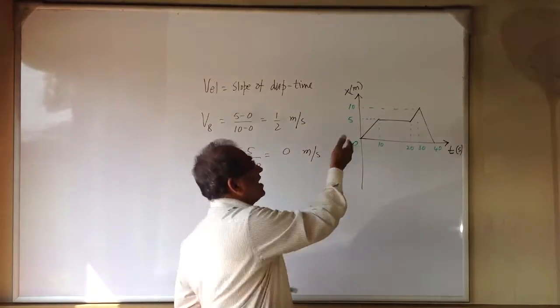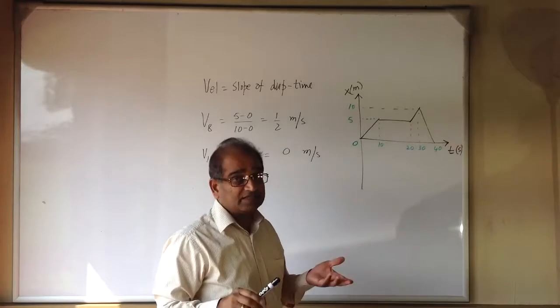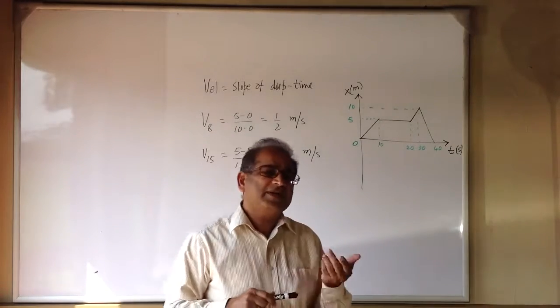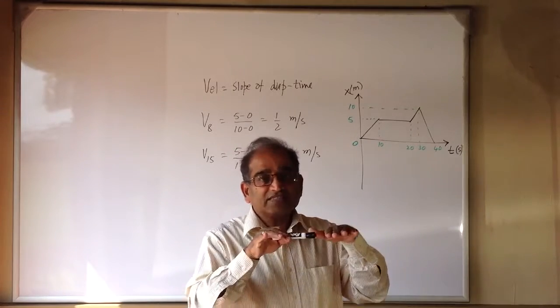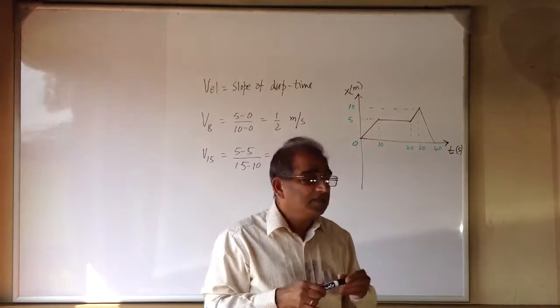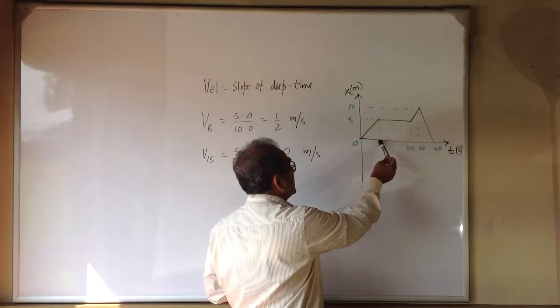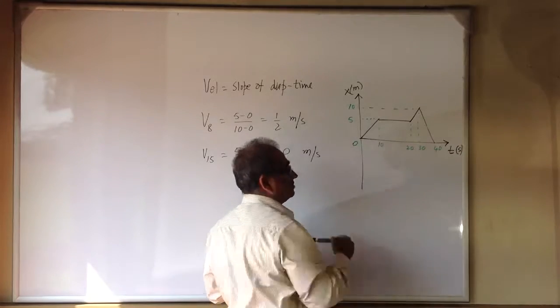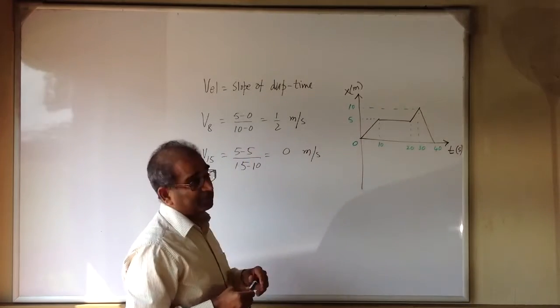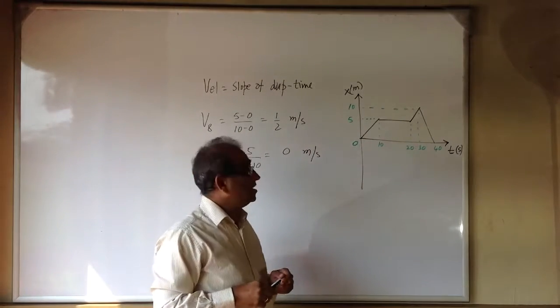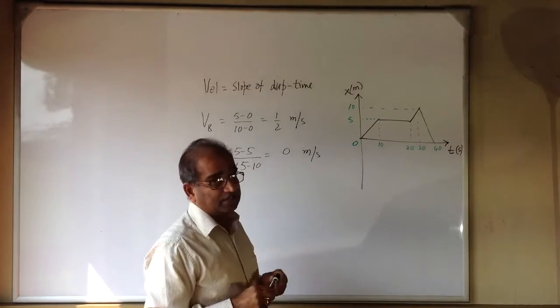Now, can we find acceleration from this? That's a very good question. When do you get acceleration? When the velocity changes. If the velocity is constant, there is no acceleration. So from 0 to 10 seconds, the velocity is constant. Displacement is there, but the velocity is constant, 1/2 meter per second. Therefore, there is no acceleration.